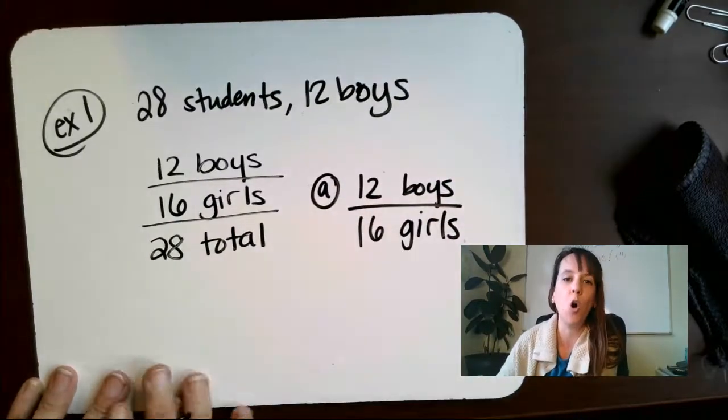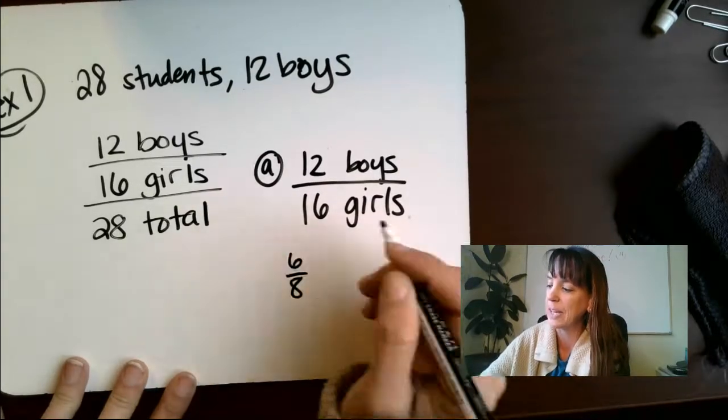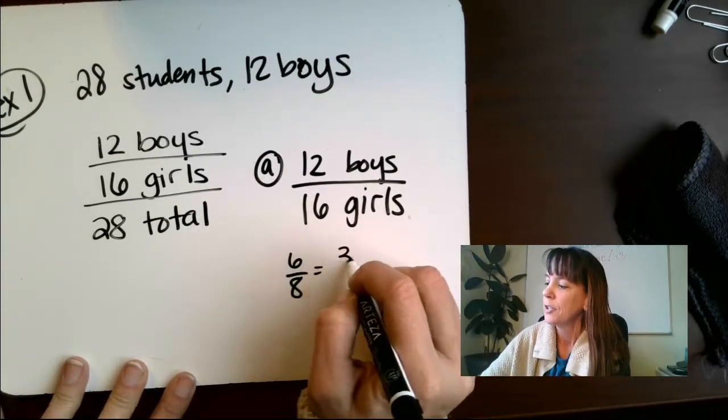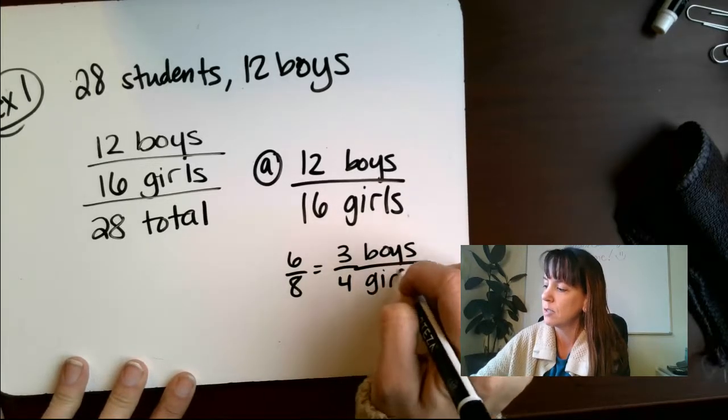However, folks, we always reduce our fractions. Well, we can cut these in half. We get 6/8. We can cut that in half again, and we get 3/4. So for every 3 boys, there are 4 girls.